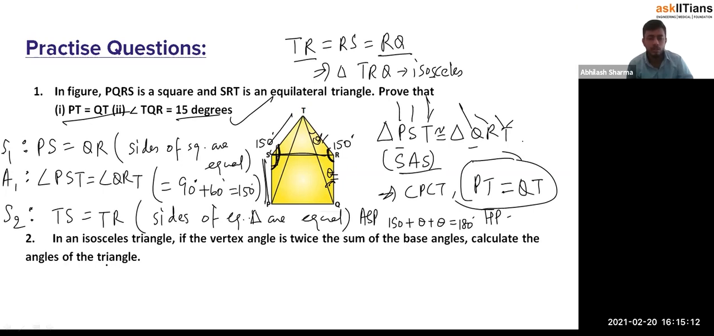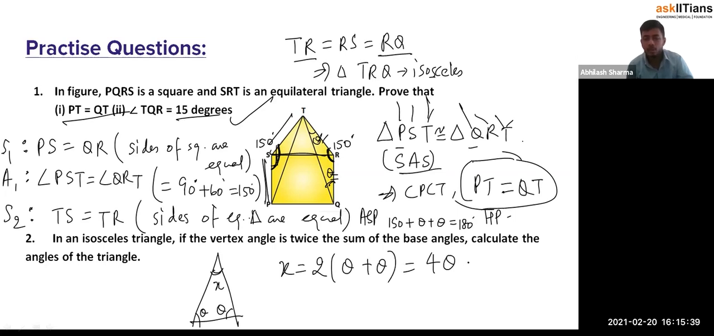Let us have a look at the second question. In an isosceles triangle, if the vertex angle is twice the sum of the base angles, calculate the angles of the triangle. Let us say the base angles are theta, then the other will also be theta, because base angles are equal in an isosceles triangle. Let us name the vertex angle x. X equals twice the sum of the base angles. The sum is theta plus theta, so it gives us 4 theta.